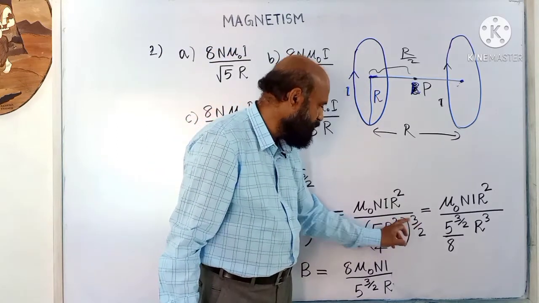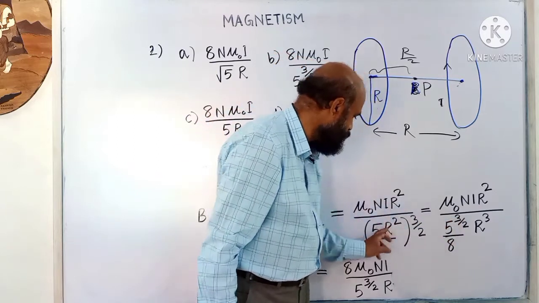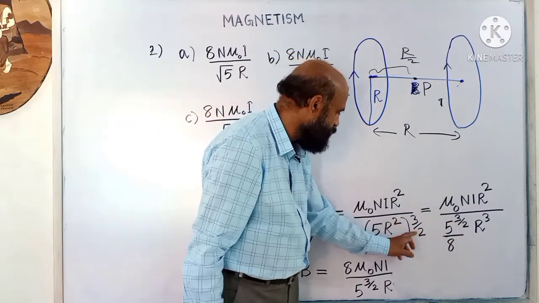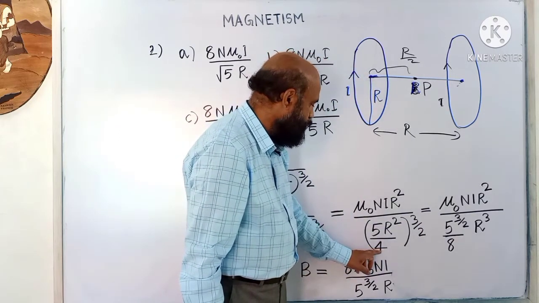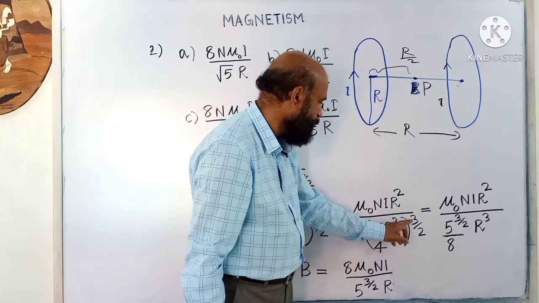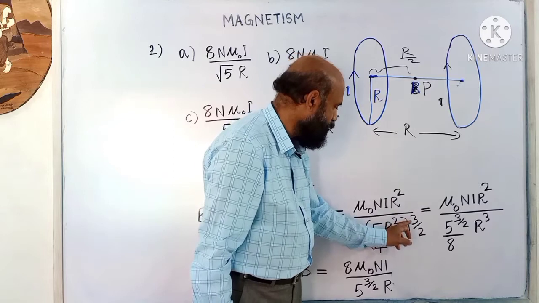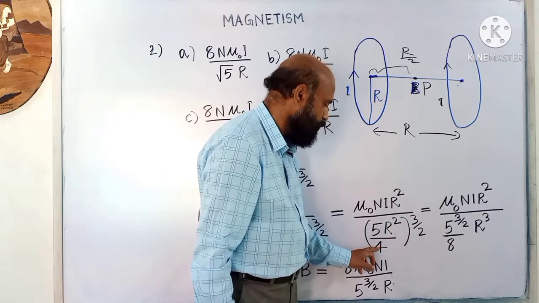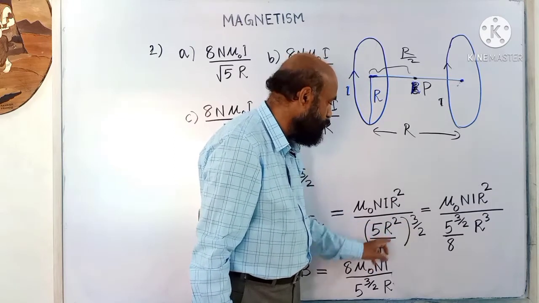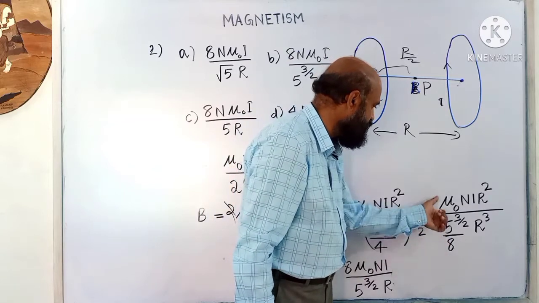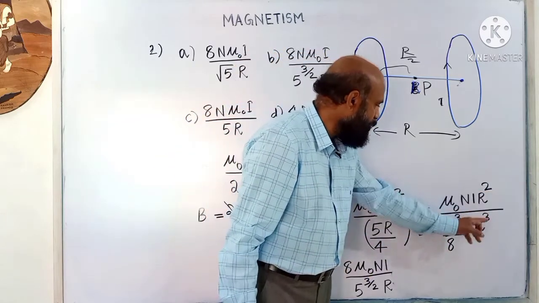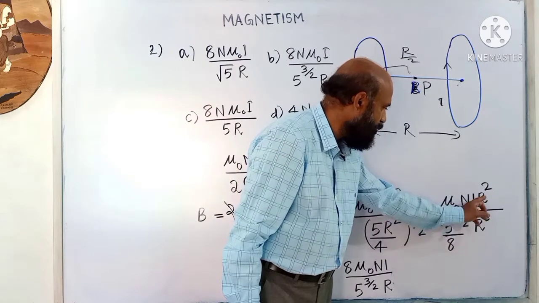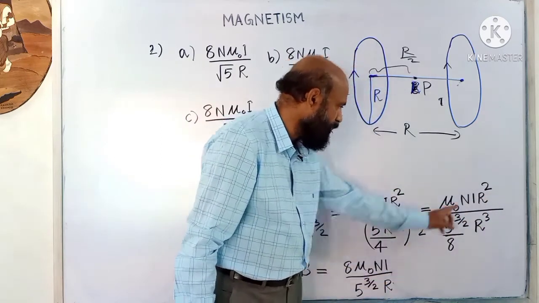Take this power inside, so it is 5 raised to 3 by 2, then this 2 will get cancelled, so it is R cube, then 4 raised to 3 by 2. The 4 raised to 1 by 2 is 2, square root of 4 is 2, then 2 cube is 8. Take this 8 to the numerator, then R square, R cube, so it will be R after the cancellation.